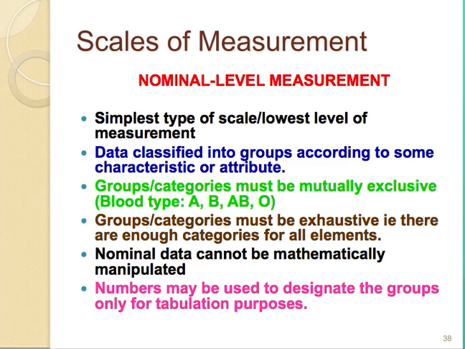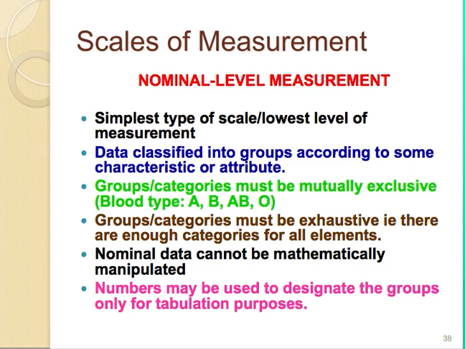You can't be blood type A and also blood type O, all right? So you're in one group. Okay, you can't be born October and also born December, right? So months of the year will also be classified as a nominal level of measurement.